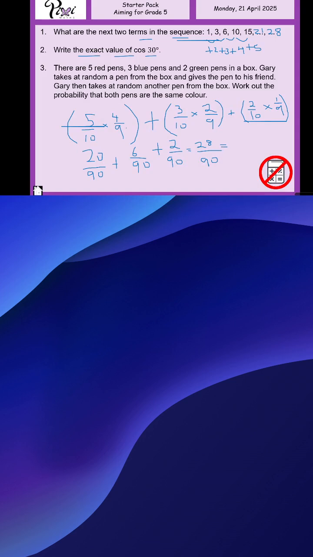I can divide top and bottom by 2, and I get 14 45ths. That, guys, is my final answer. Did that make sense, guys? Does that make sense?